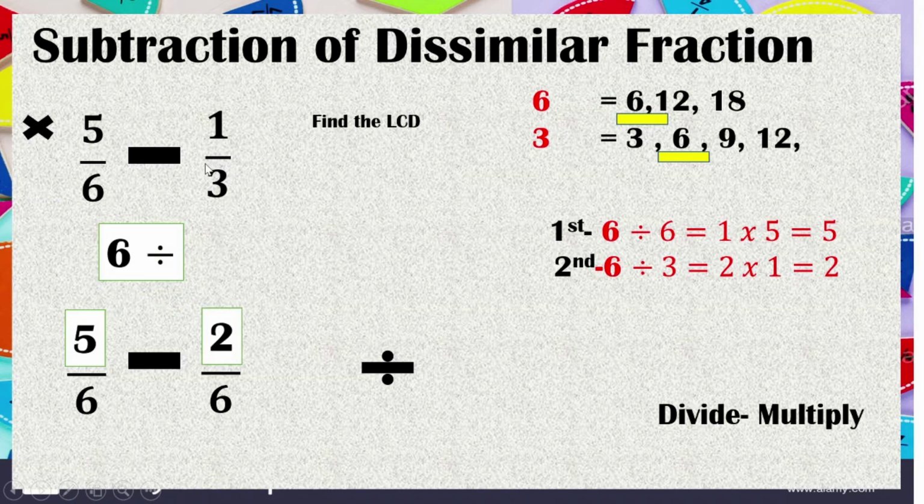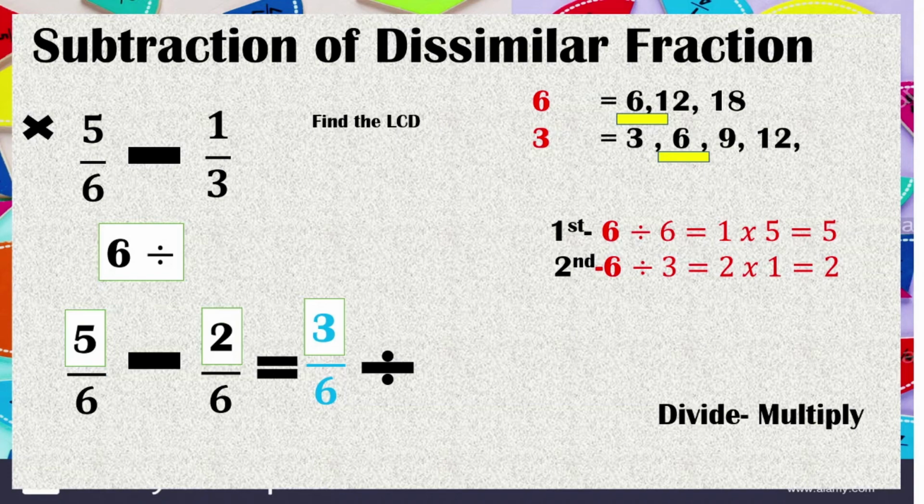Napakadali lang. Basta marunong kayo mag-divide at mag-multiply. Next, let us subtract. Again, the same lang. 5 minus 2 is equal to 3. And then, copy the denominator, which is 6. Ngayon, we have an answer of 3 over 6. May nakikita kayong divide. Meaning, 3 over 6, meron pa siyang lowest term.